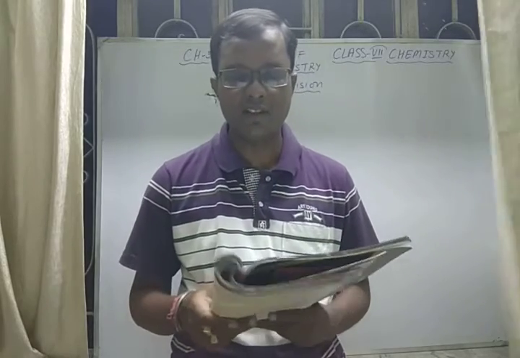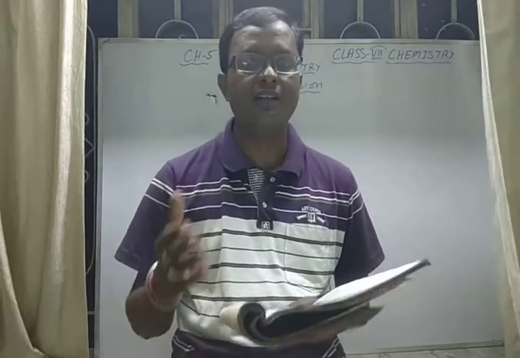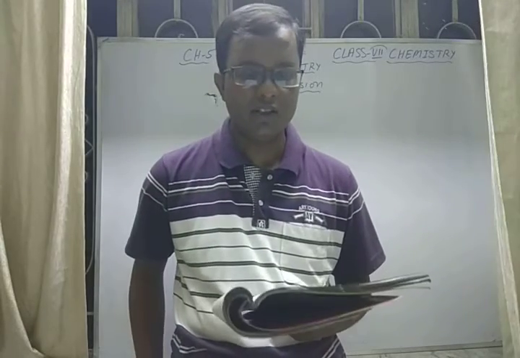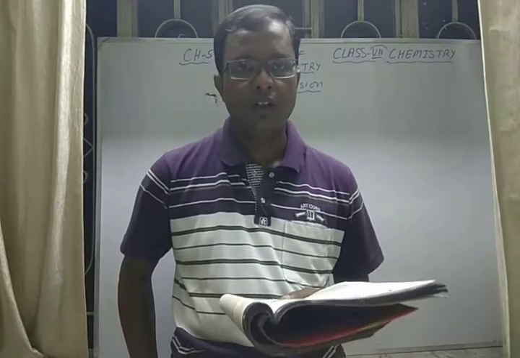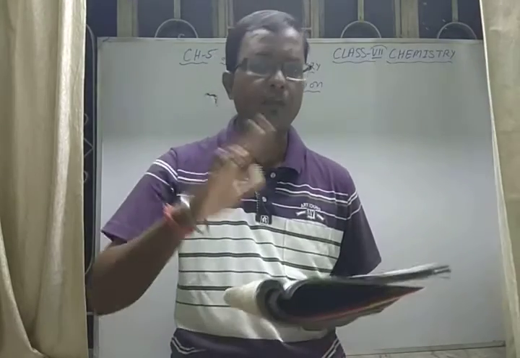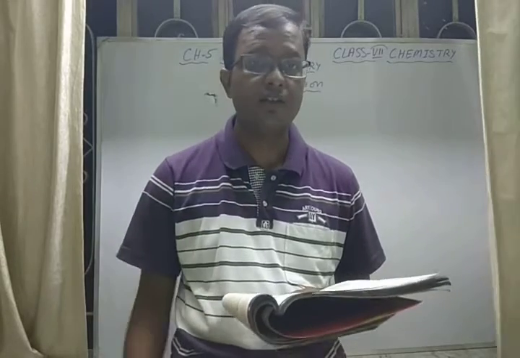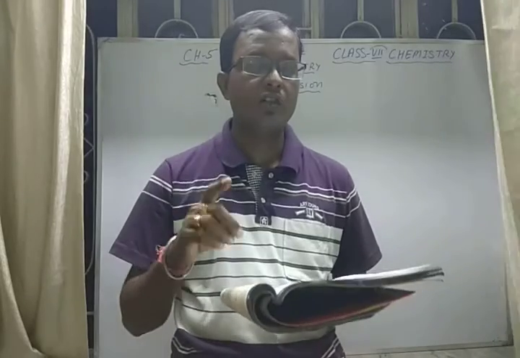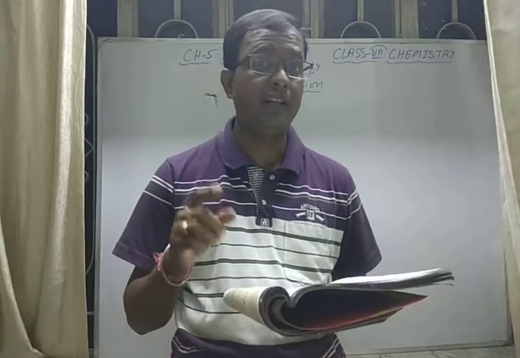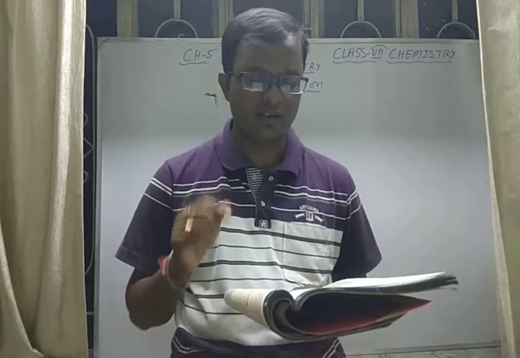Next is the characteristics of a chemical reaction. How can you say a reaction has taken place? By seeing. First is the change in color. Suppose iron, when exposed to air for a long time, a reddish brown layer forms on its surface. It is called rust. So iron reacts with moist air, that is moisture and oxygen, to form hydrated ferric oxide. It is rust. So it is a change in color.